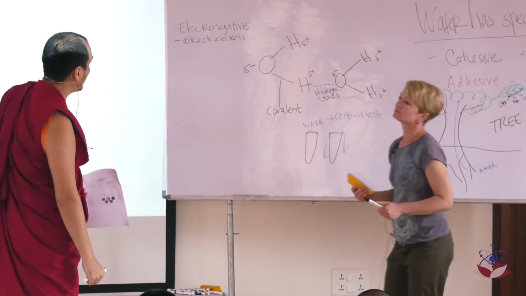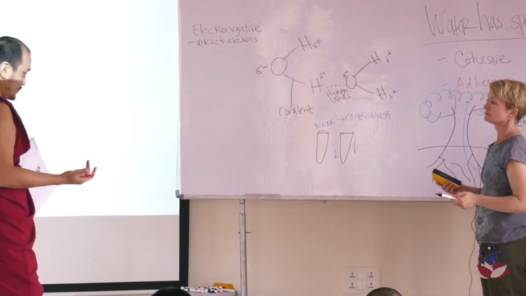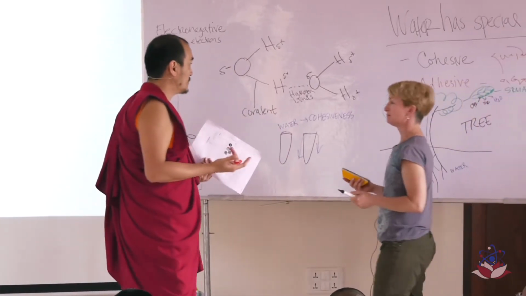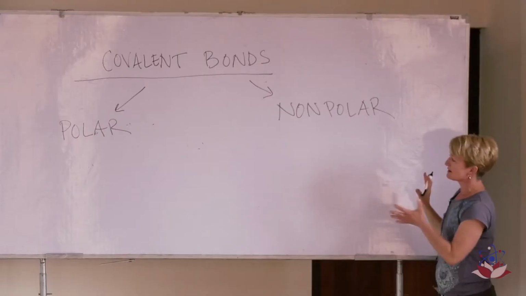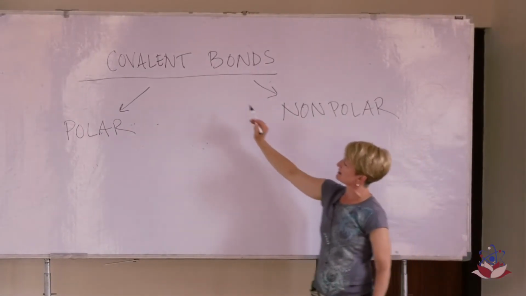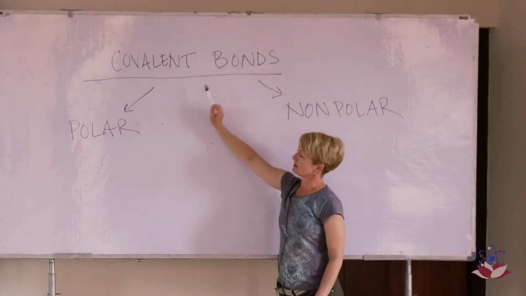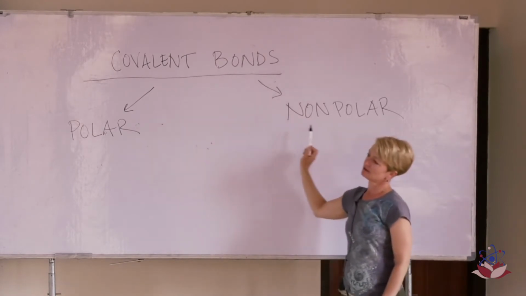So in covalent bonds, what is the difference between polar and non-polar? Yeah. So I think the simplest way to think about this is that covalent bonds can either be polar or non-polar.